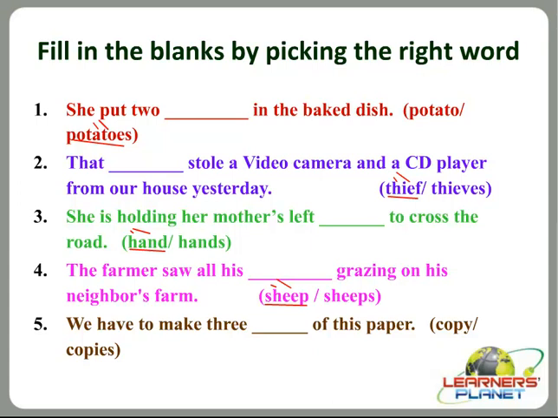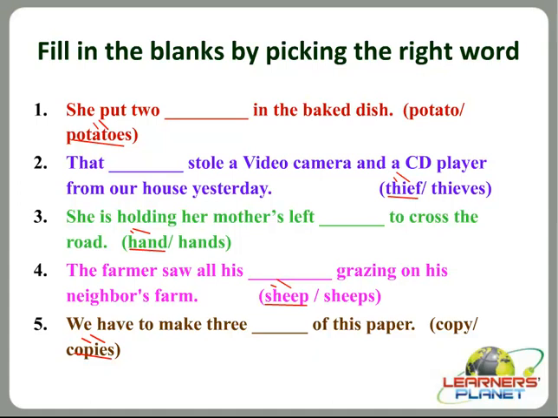Last one, students. We have to make 3 dash of this paper. Copy, copies. 3 means more than one. Y changes to IES. So the correct answer is copies. We have to make 3 copies of this paper.